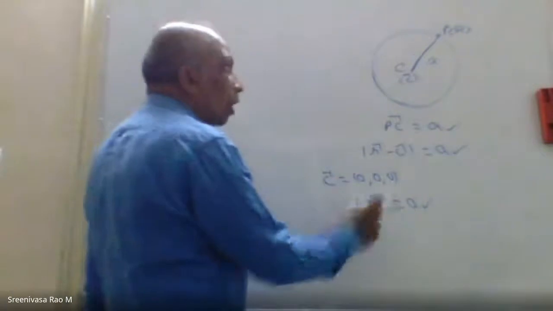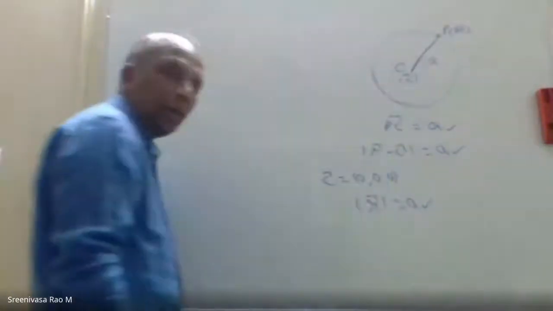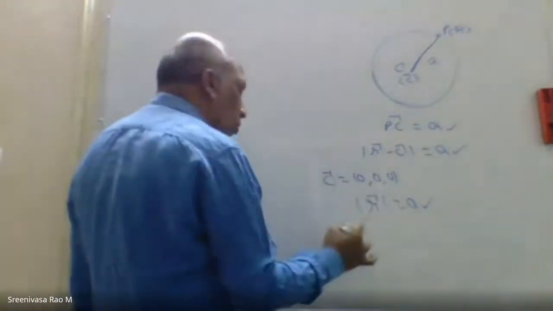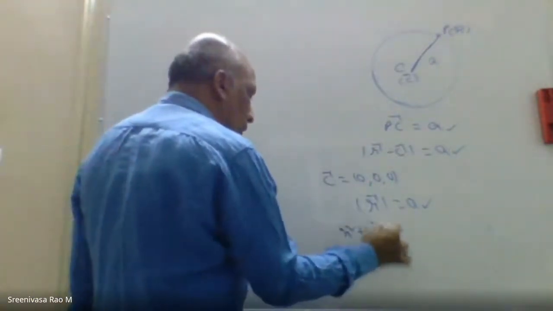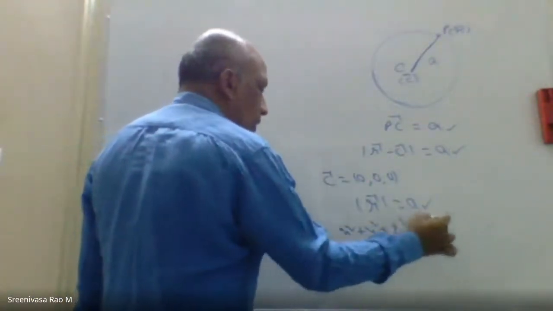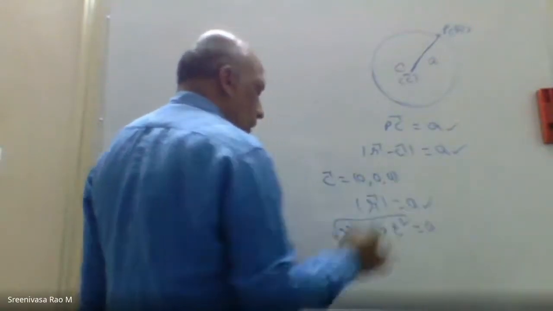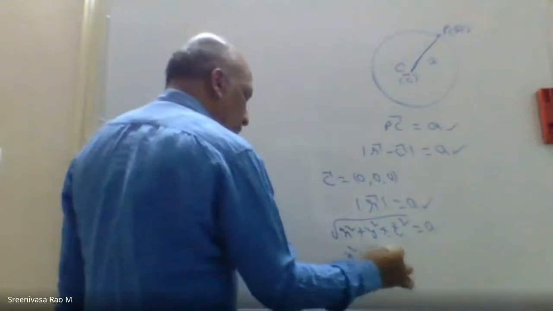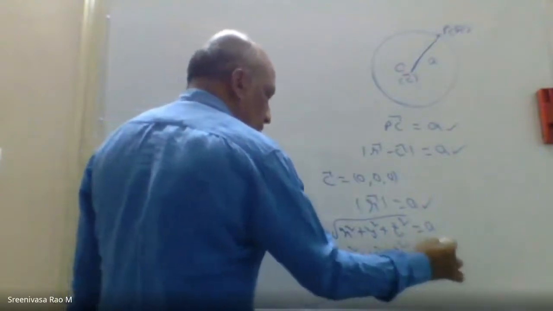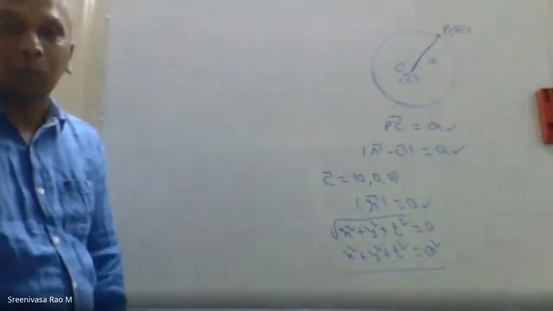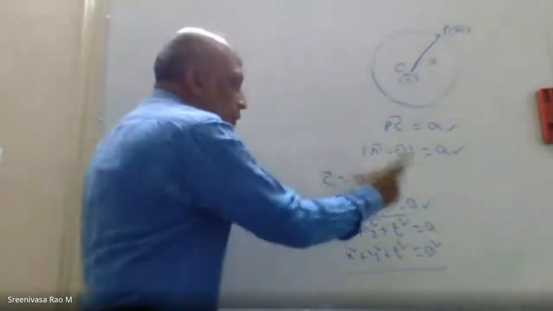Suppose here you know the vector R bar is x i cap plus y j cap plus z k cap. If you use this mod R bar, you will get the root of x square plus y square plus z square equal to A. Then x square plus y square plus z square equals A square. So this is the equation of the sphere having the center 0, 0, 0 and radius A.